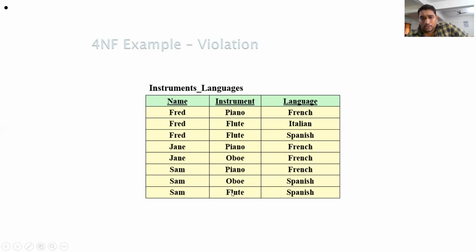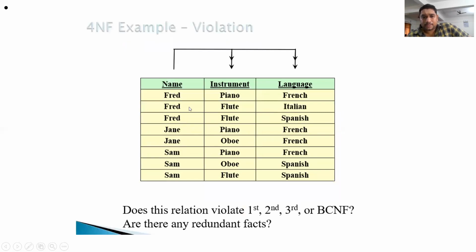For every flute, there are two. Okay. Among these three categories, every piano consists of only one French. So we divide name and language into one relation and name and instrument into another. See, this is the relation. This is the ID. It depends on instrument and it is dependent on language. And these two are independent of each other.